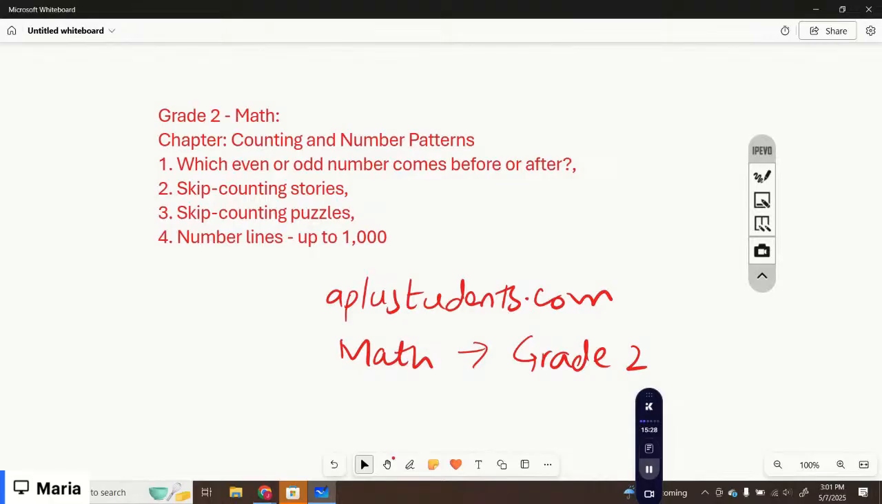The lessons we're going to cover today are which even or odd number comes before or after, skip counting stories, skip counting puzzles, number lines up to 1000. So please make sure you have your notebook and pencil so that you can note down the important examples and definitions as well.